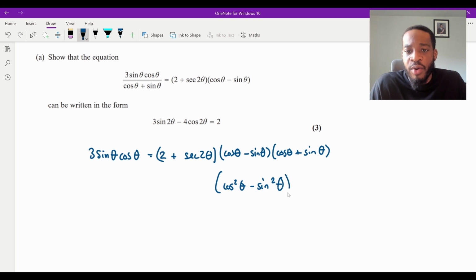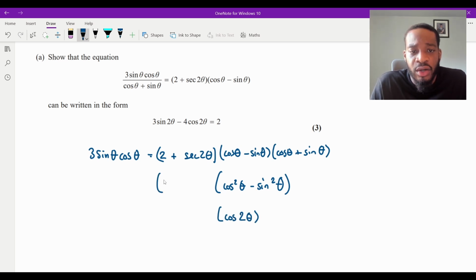And this is very helpful because firstly, it simplifies it. We had 2 brackets there. We've created 1. And another thing is that this is an identity. Cos squared minus sine squared is cos 2 theta, and we know we want that in our equation. So that is definitely the right way to go. So I'm going to write cos 2 theta here, like that. And then I'm going to write these two now, so 2 plus sec 2 theta, and then 2 plus sec 2 theta there. So we're there, and then this is equal to 3 sine theta cos theta.